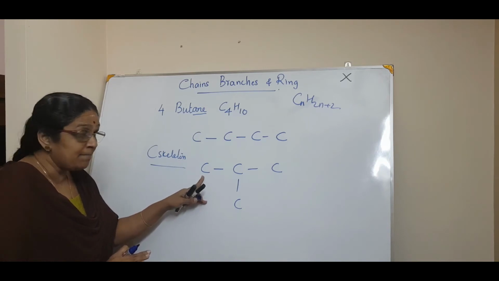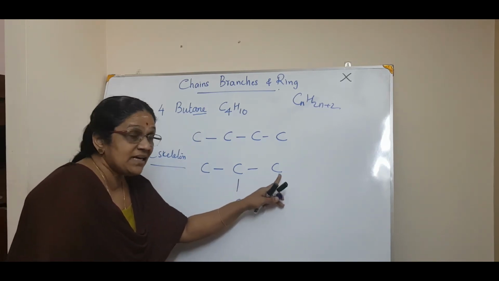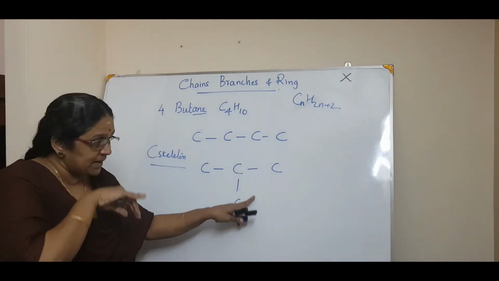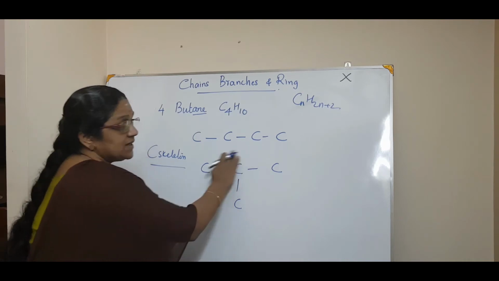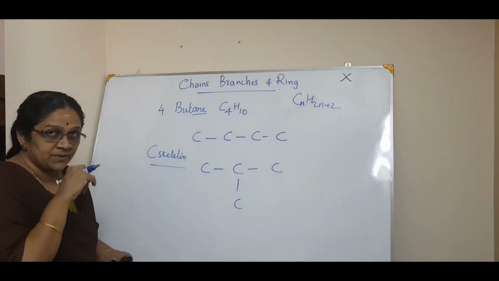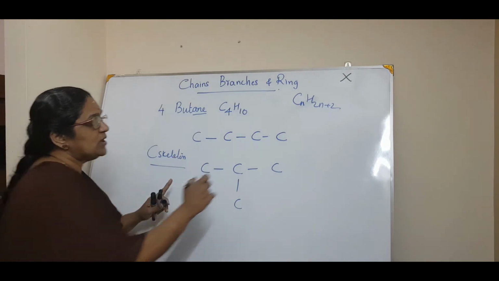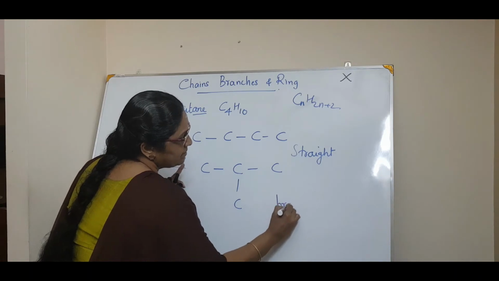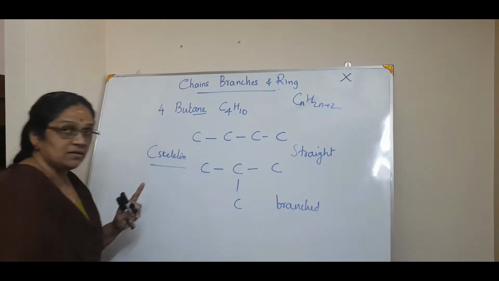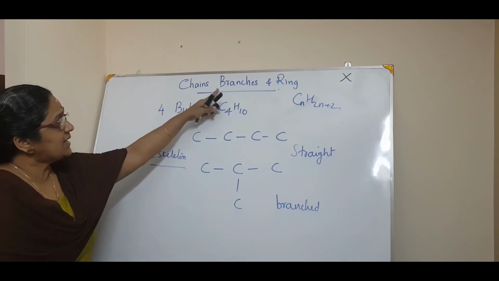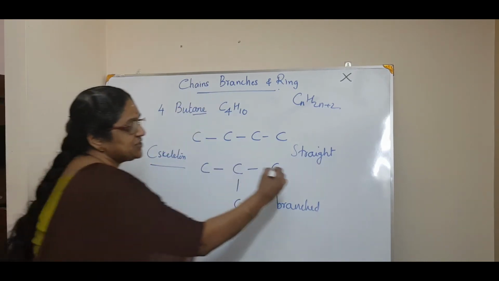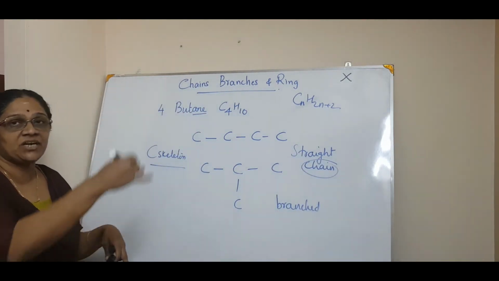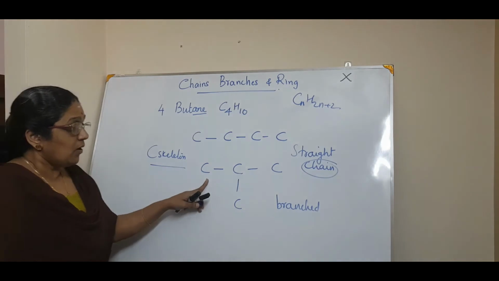But here, see, there is a straight chain, but in that straight chain there is one branching. This you call branching. You can have it either upside or downside, no problem. So this is branched. This you call a straight chain compound, and this is called branched. That is why we say branched chain. A straight chain compound is also simply called a chain compound. There is no branching, that is why you call it simply chain.